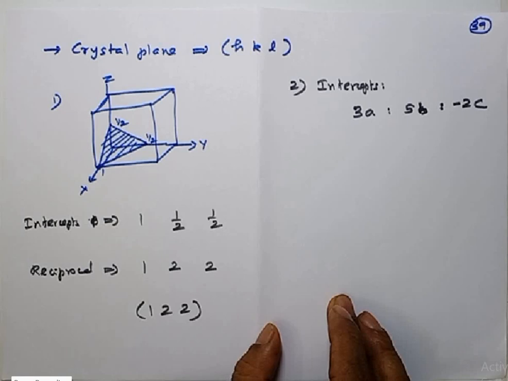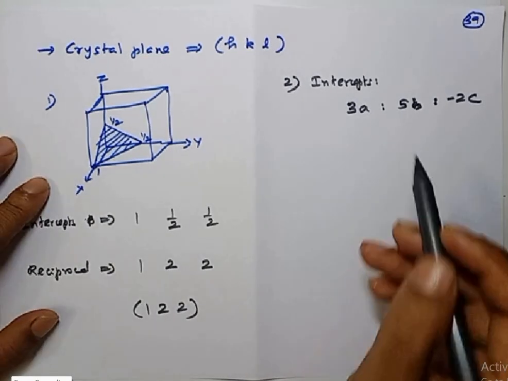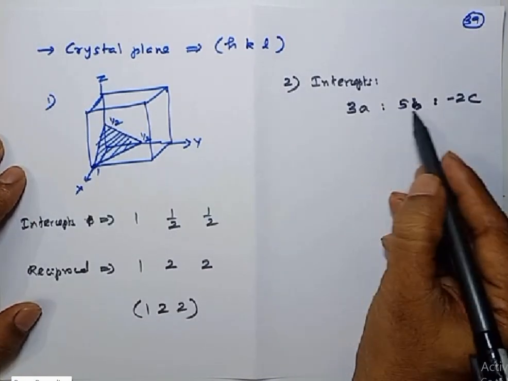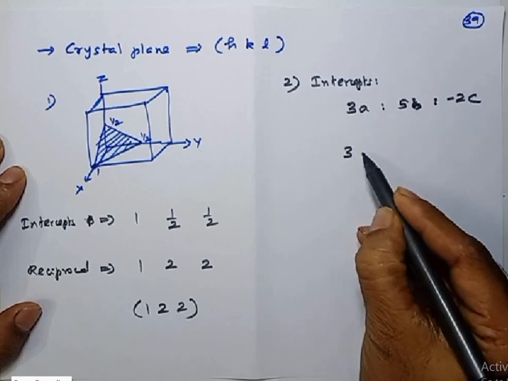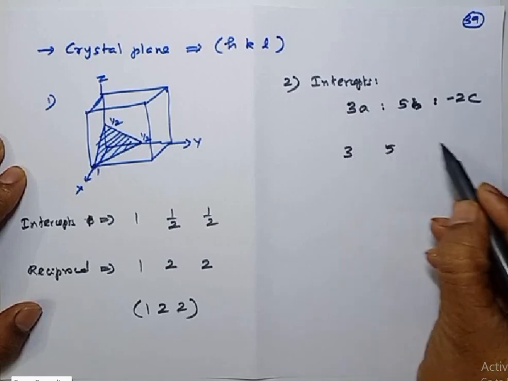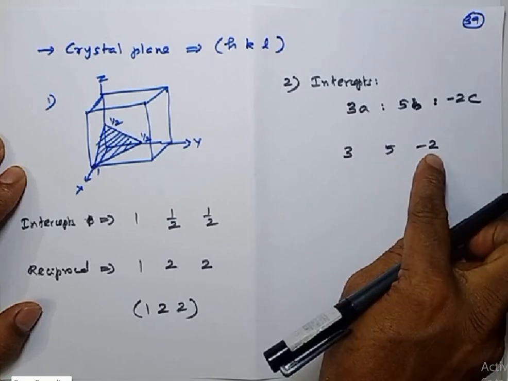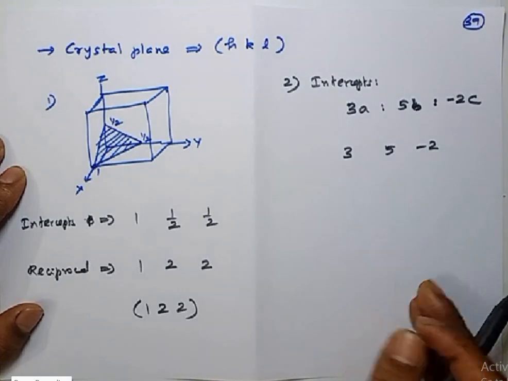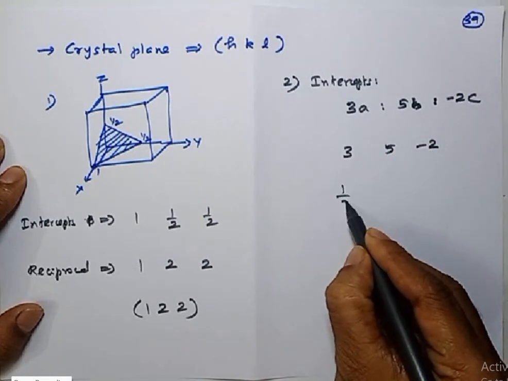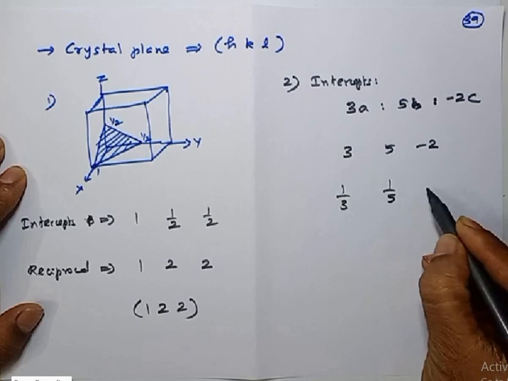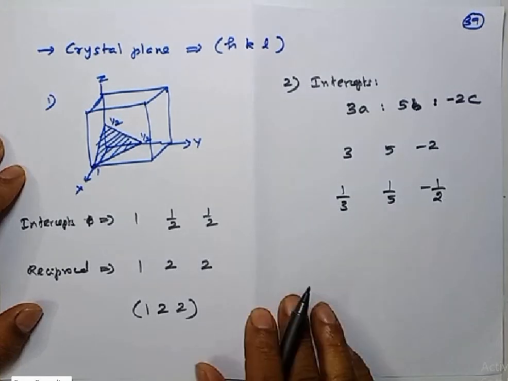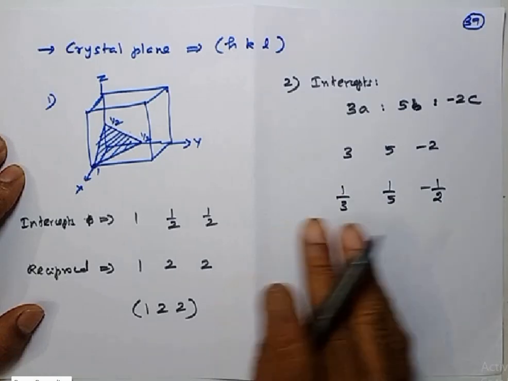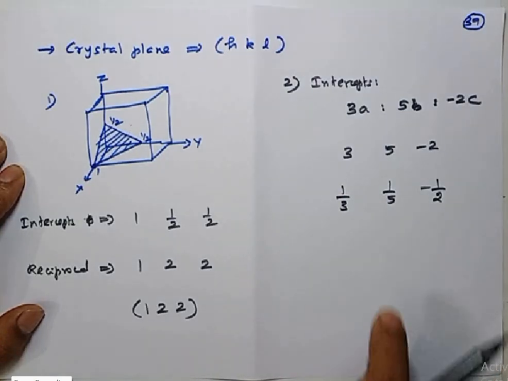First, remove the unit lengths, that is a, b, c. You just write the numbers 3, 5, minus 2. 3, 5, minus 2 form the Weiss indices, as you know very well. Now take the reciprocal: 1 over 3, 1 over 5, minus 1 over 2. We took the reciprocal, but now we have fractions. We have to clear the fractions.